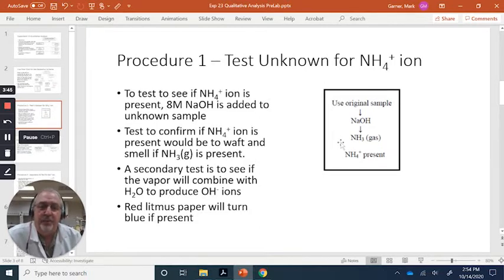Of course, through remote learning, we're not going to be able to do that, right? So what we're going to do is the secondary test: we make a piece of litmus paper wet with water and hold it above the solution, and if the solution evolves ammonia gas, the ammonia will react with the water to produce some ammonium hydroxide. If red litmus is exposed to hydroxide ions, it turns blue. That's going to be our confirmation of whether or not we have ammonia in our unknown sample.